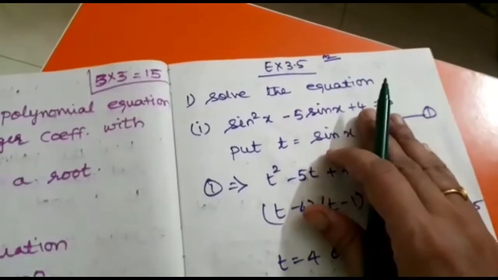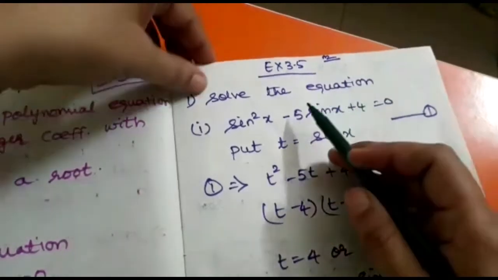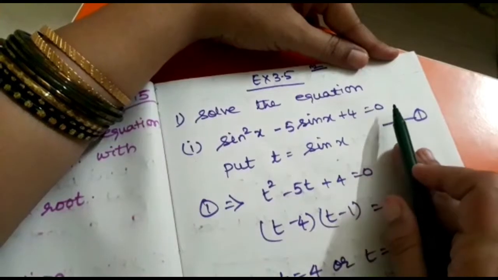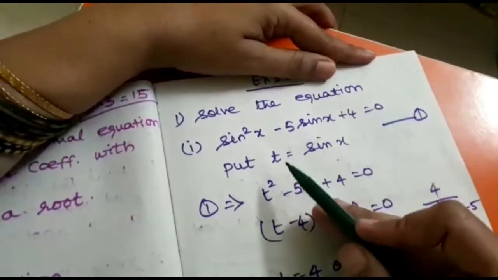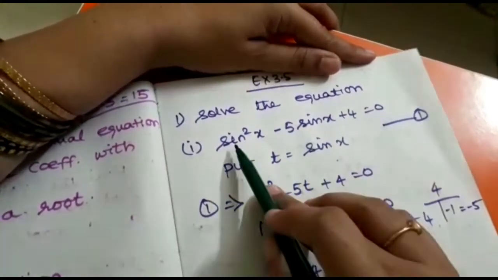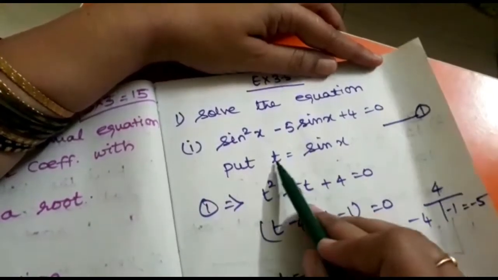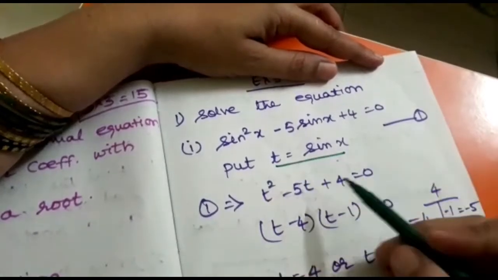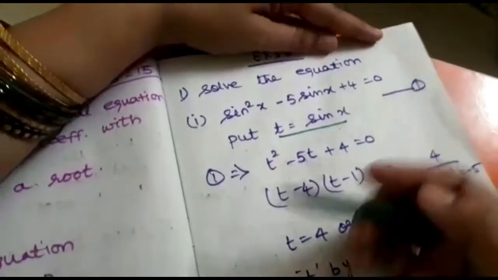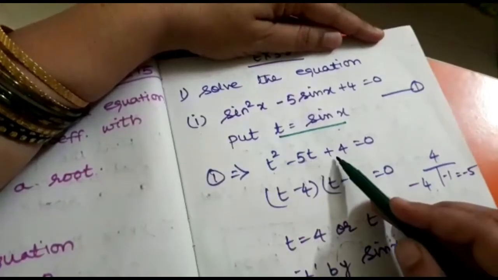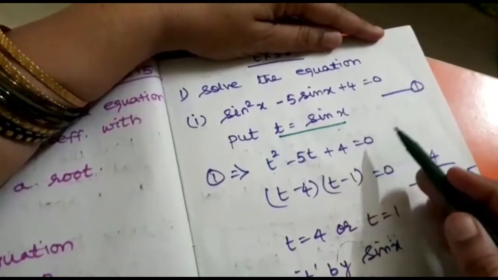Now solve the equation sin square x minus 5 sin x plus 4 is equal to 0. So now we can take t is equal to sin x. This one we can take as a first equation. Let t is equal to sin x I am going to take. Then this equation will become t square minus 5t plus 4 is equal to 0.